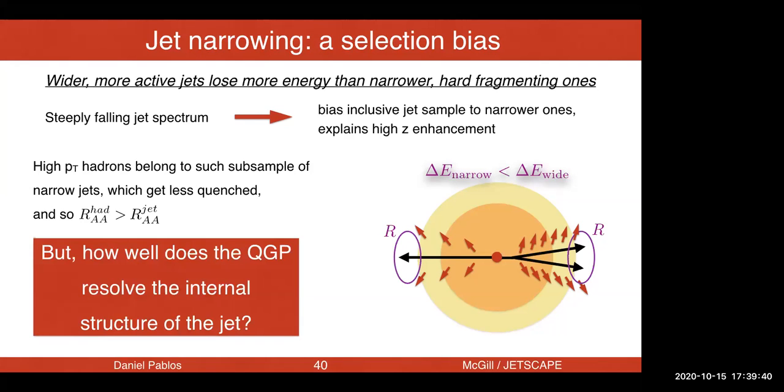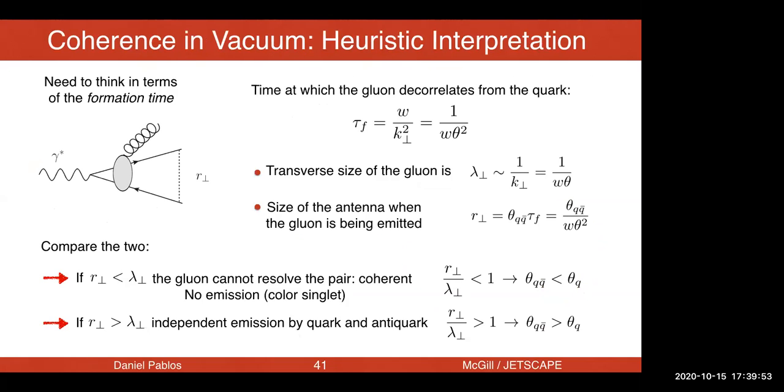But we wonder how well does the QGP resolve the internal structure of the jet, right? How well does the QGP tell us whether it's a wide or a narrow jet, which is its resolution power? So let's have a quick look into the physics of coherence in vacuum, just a heuristic interpretation.